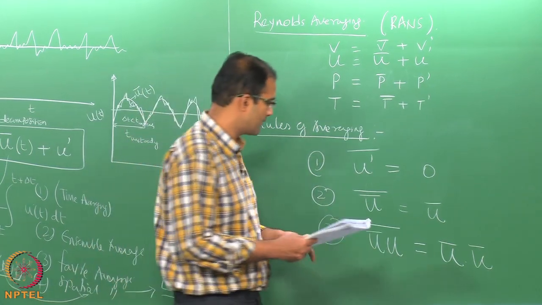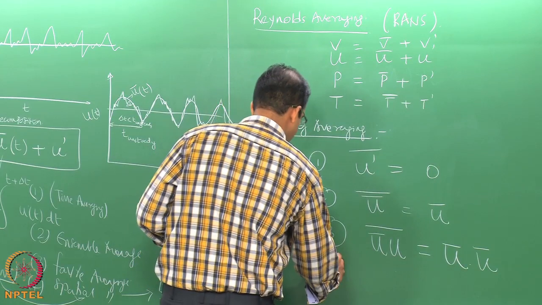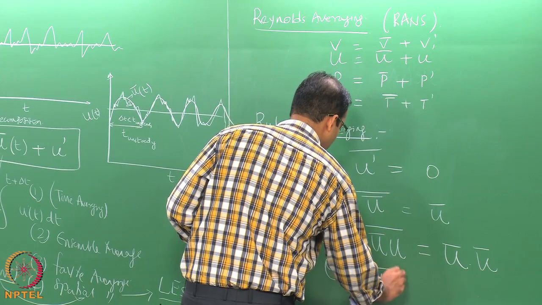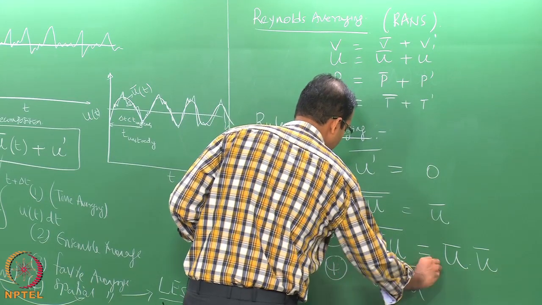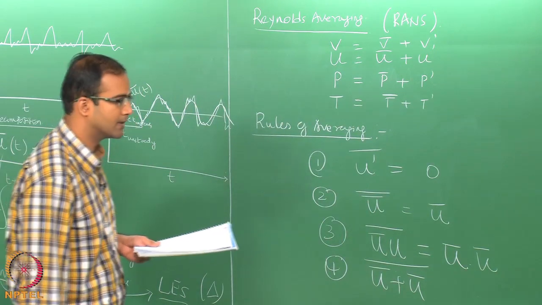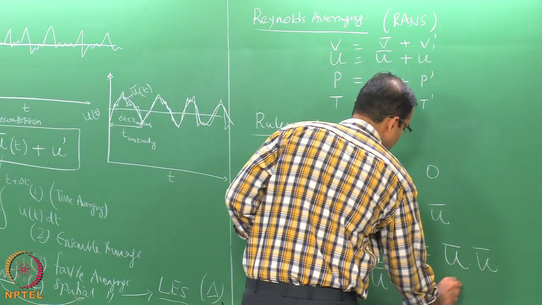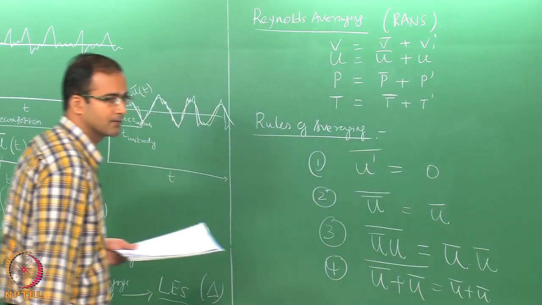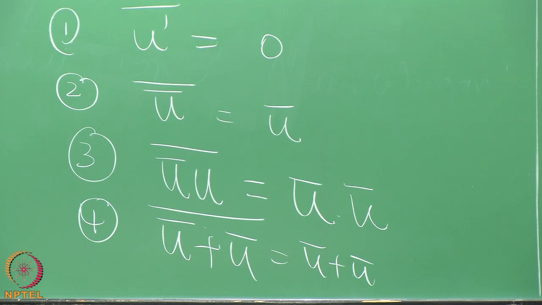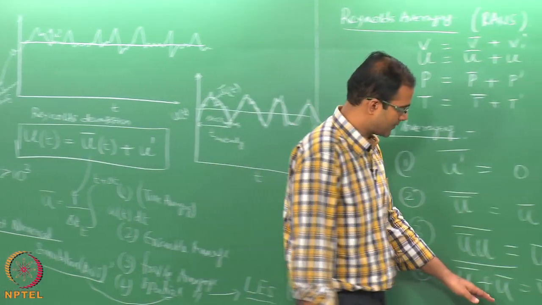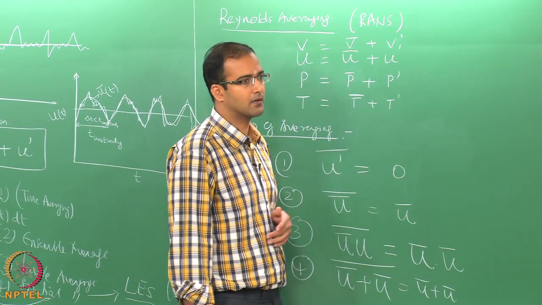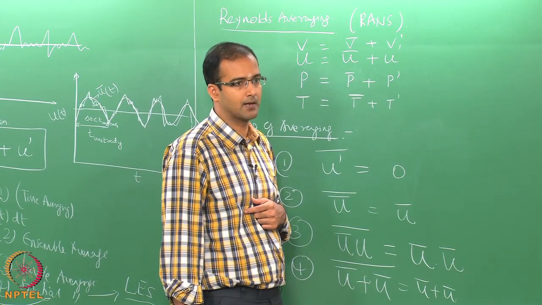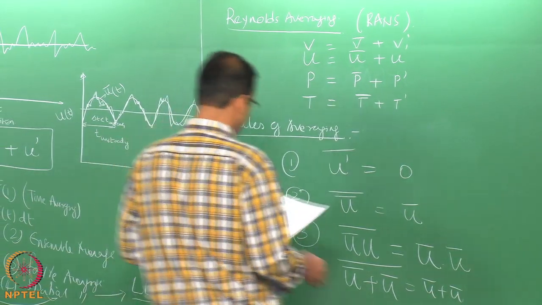Okay. So the fourth rule is the summation rule, which says that if you have, for example, two mean values, you add them and then take a mean of that, it is the same as taking the summation of the two means. That means if you take the sum of two means and again take a mean of that, it will be the same as just the sum of the two means independently.